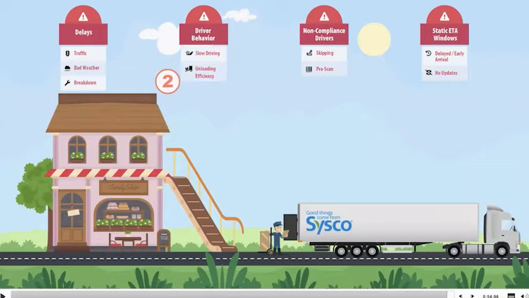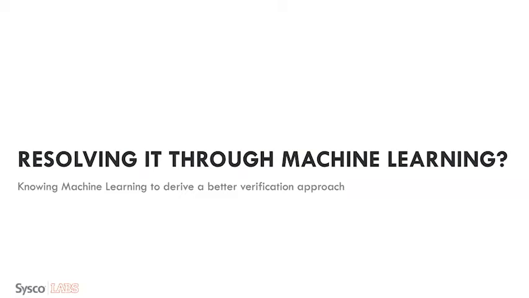All right. Now we know the problematic situation, and at that time, we were thinking of what sort of machine learning approach would work to resolve this. So next, this is what we were thinking at that time, resolving it through machine learning. How are we going to resolve it?